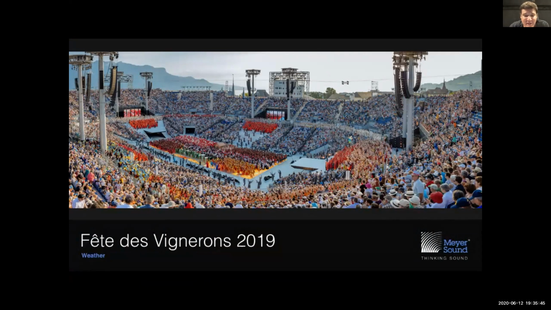That's in the daylight. That's one of the final pieces where you have most of the 5,500 people on stage.